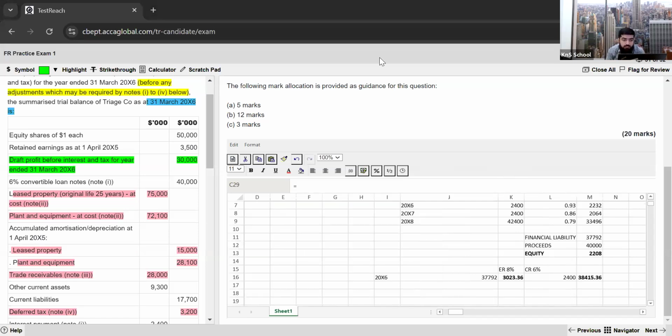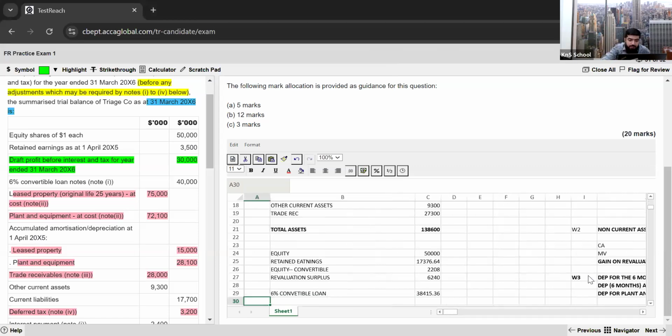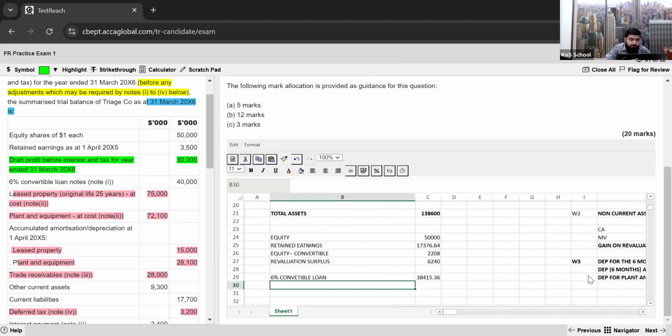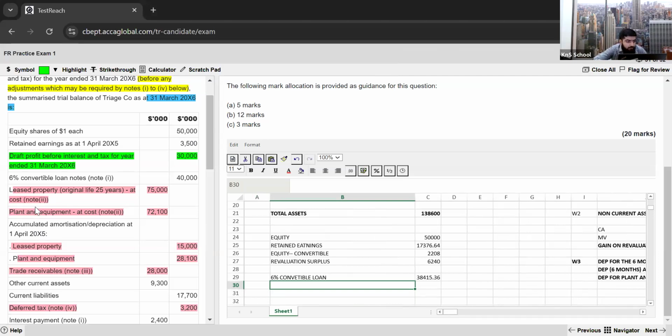37,792? No, this is 38,415. Very good, Fatma. 37,792 was the liability at the initial recognition. We are preparing the balance sheet at the end of the year, which means the liability of 38,415 will be recorded. 6% convertible loan note, 38,415.36. Then any other liability that we have? Let's try to recall the trial balance.